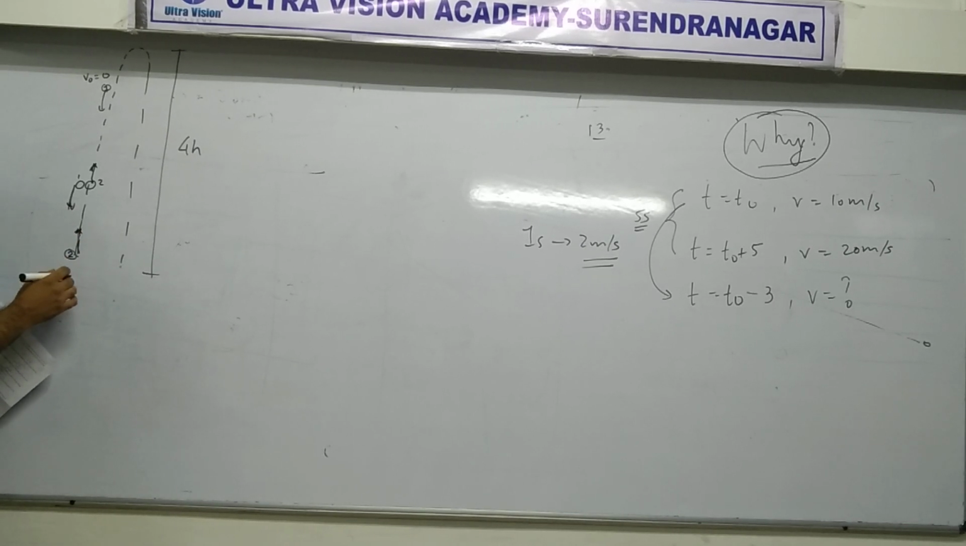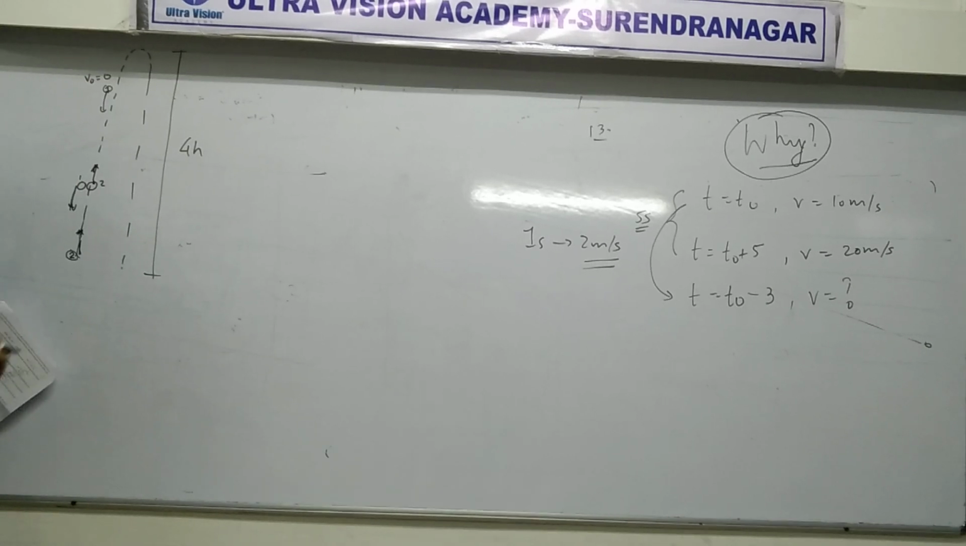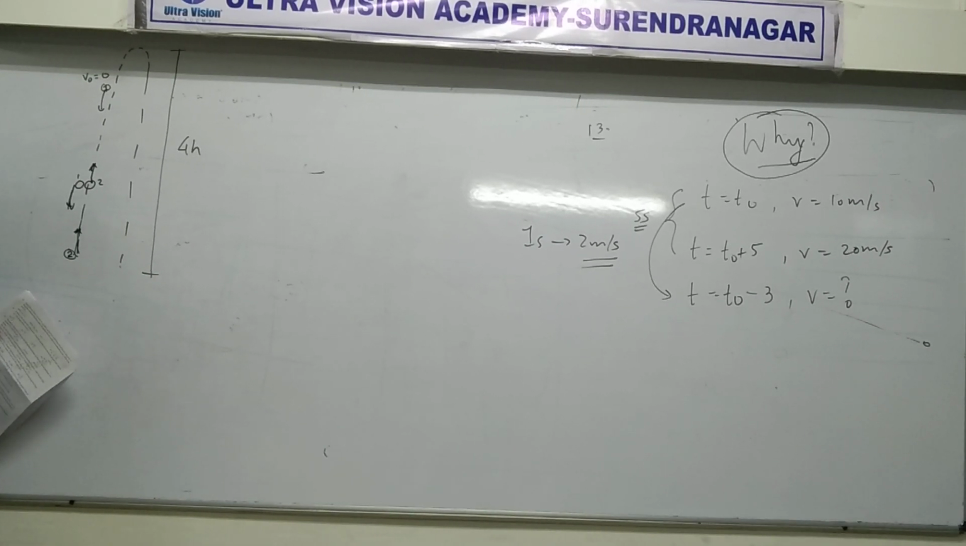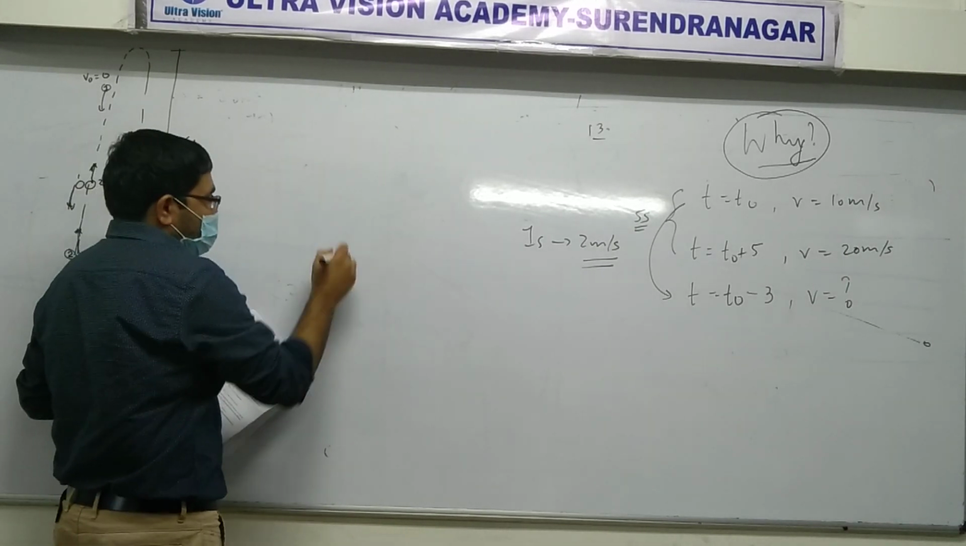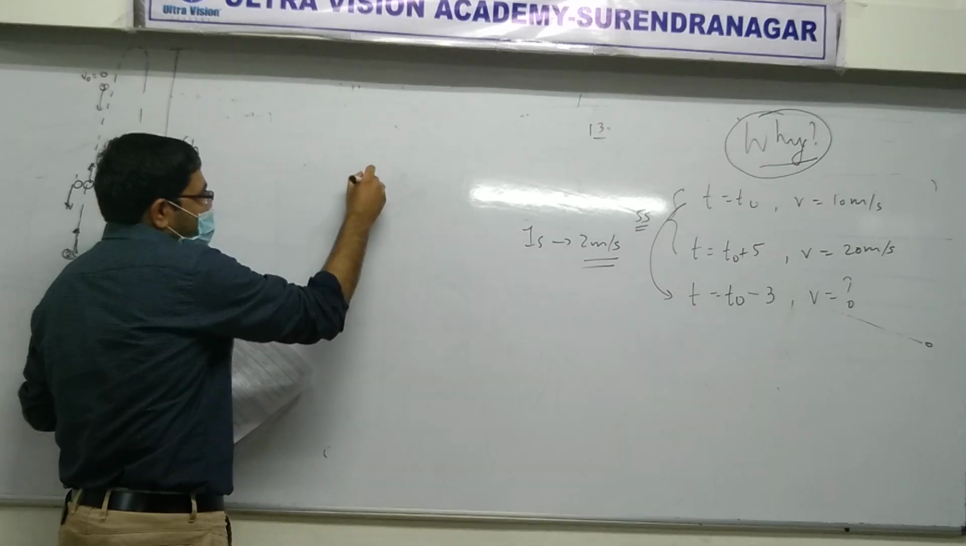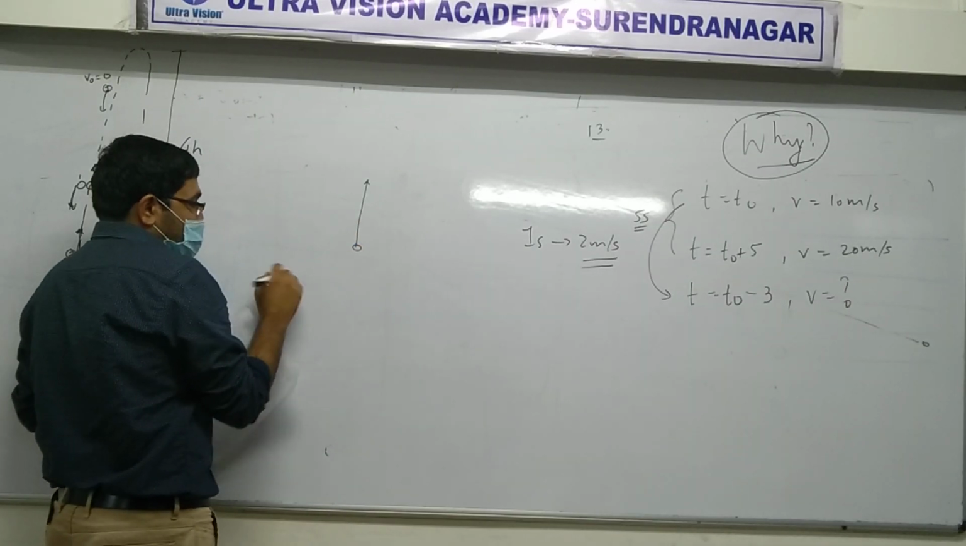If it goes to a maximum height of 4h, you remember that relation between the initial velocity of an object thrown upward and the maximum height. It's high time that you remember it. Final velocity is 0. Remember, it is important. Derive it. Okay, it's an important derivation.